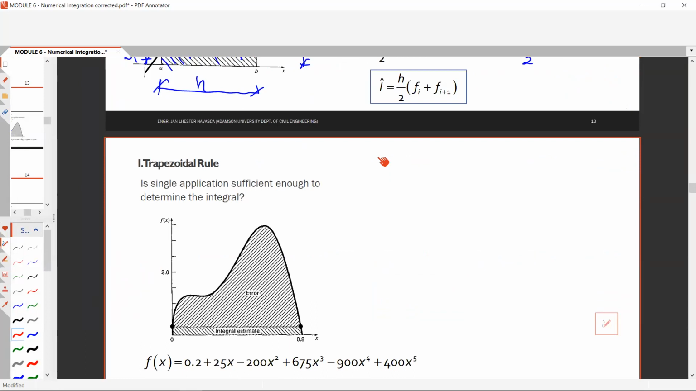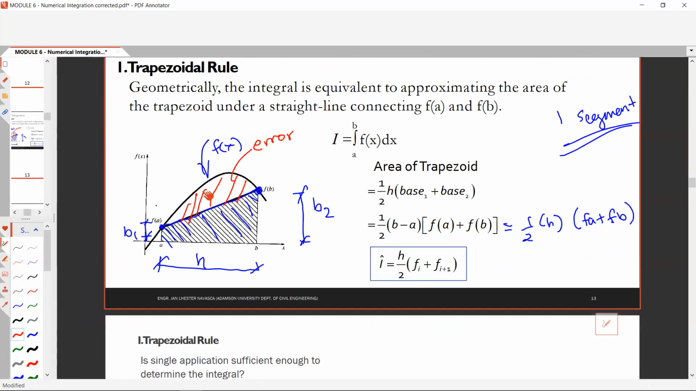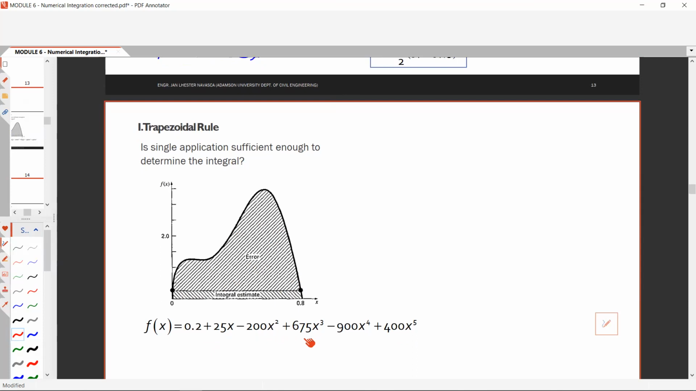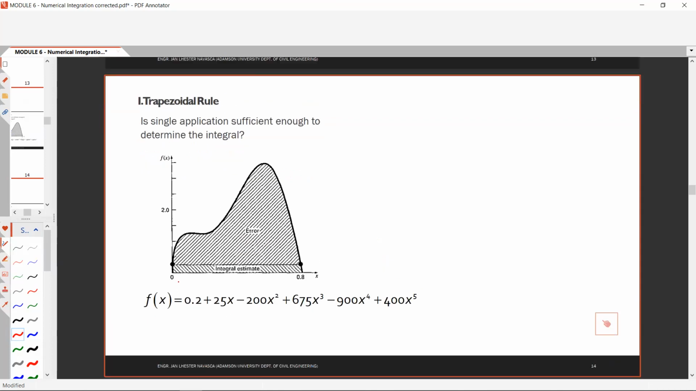The question is, is a single application sufficient to determine the integral? Of course not, because a lot of area is not considered, so the value we got is far from the truth. For example, we have this equation: 0.2 plus 25x minus 200x squared plus 675x cubed minus 900x to the 4 plus 400x to the 5, and we find the area under the curve from 0 to 0.8.